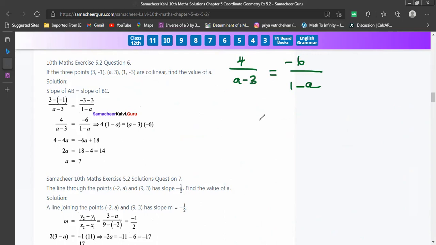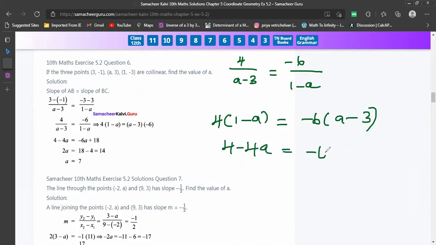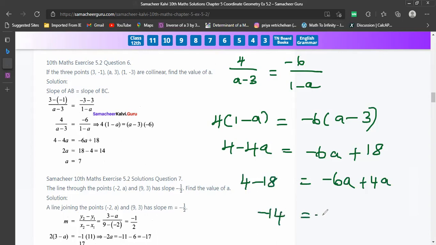So we can simplify this. You can write this as 4 into 1 minus a equal to minus 6 into a minus 3. It's 4 minus 4a equal to minus 6a plus 18. So it will be minus 6a plus 4a equal to 18 minus 4. So it will be minus 14 equal to minus 2a. So a is equal to 7. Is it clear?